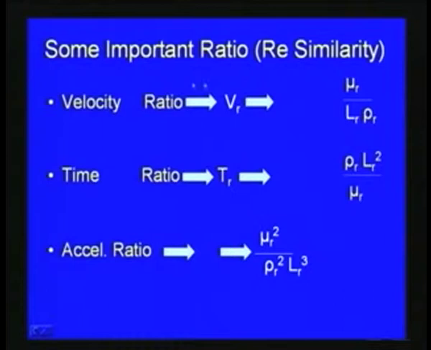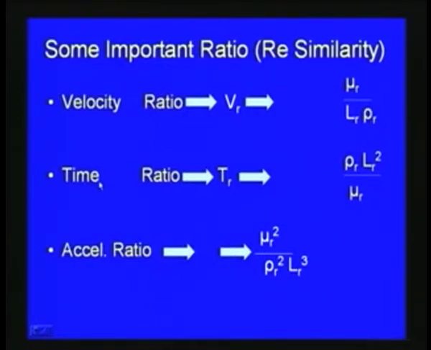So, in a very similar way, as I mentioned, using the Reynolds similarity, we can derive the various scale ratios. If we consider the velocity ratio with respect to the Reynolds similarity, we can write V_r = mu_r / (L_r rho_r), where mu is the coefficient of dynamic viscosity, L is the length, and rho is the density.